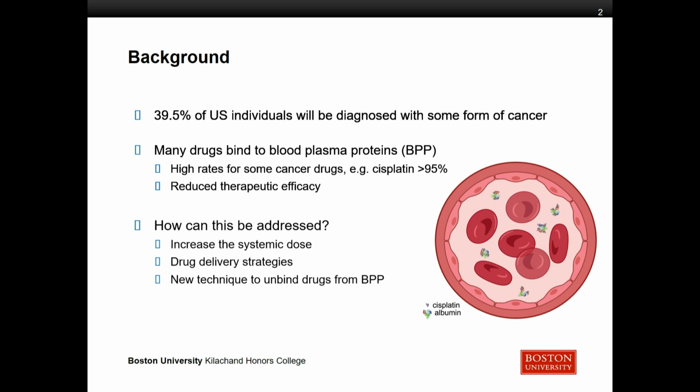You might also consider some other methods, such as advanced drug delivery techniques. For example, you can wrap the drug molecules in a nanoparticle and try to get them to the site of the tumor without any interactions with the blood plasma proteins. But in general, these methods are typically expensive and difficult to manufacture, and it can take years to research. So we were interested in a technique that was cheaper and much easier to implement.